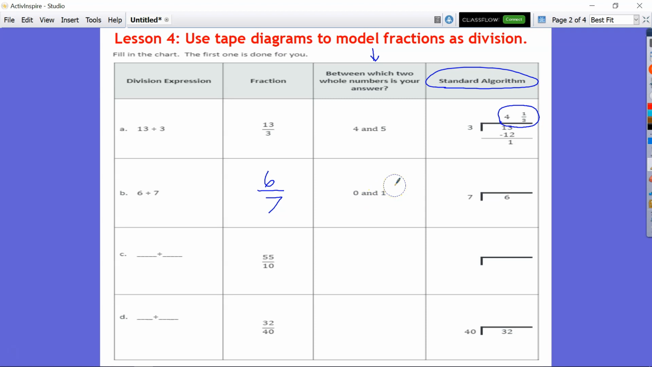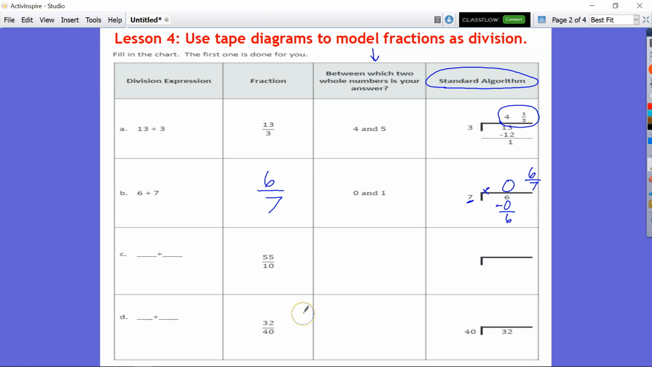Let's go ahead and divide that. 0 wholes, because 6 divided by 7 is 0. We can't do it. 0 times 7 is 0. 6 minus 0 is 6. We will have a remainder of 6. 6 what? 6/7. So we know that that's what our standard algorithm will look like.